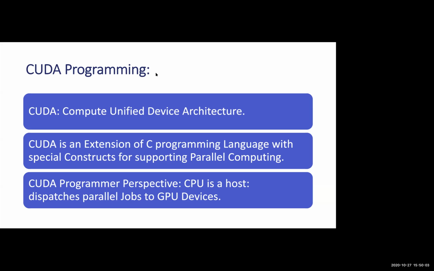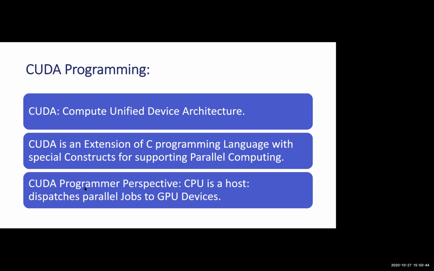You use it by including the header files and runtime. CUDA is an extension of the C programming language with special constructs, so it has different functions supporting parallel programming. For GPU you have CUDA, but for CPU you have OpenMP and MPI as the parallel programming model. For AMD you have Stream, and for FPGAs and others you have OpenCL. So CUDA is the parallel programming model only for NVIDIA GPUs.